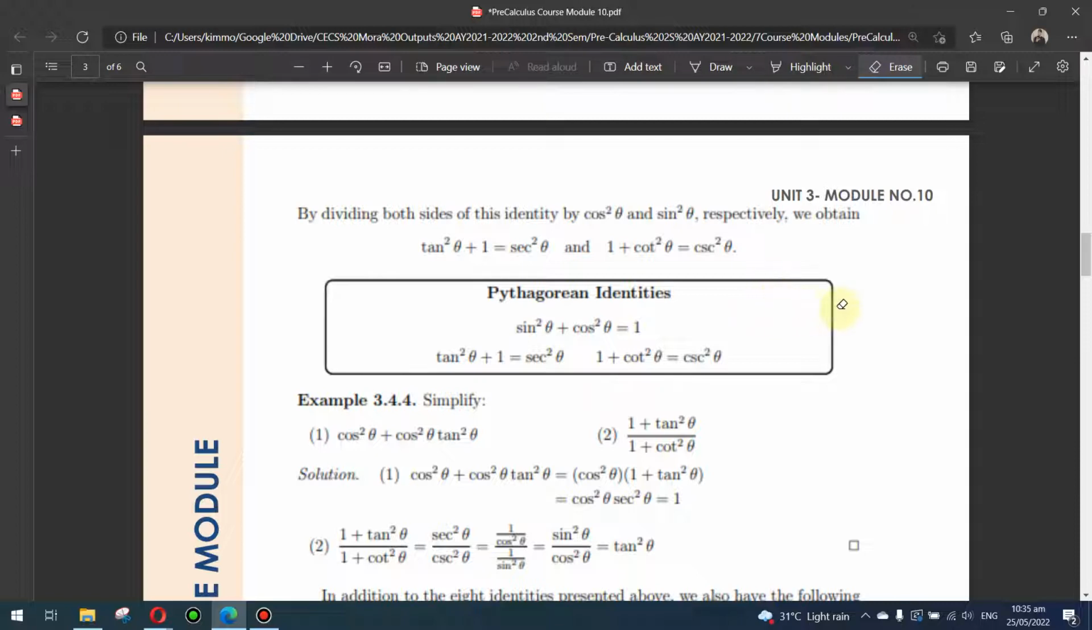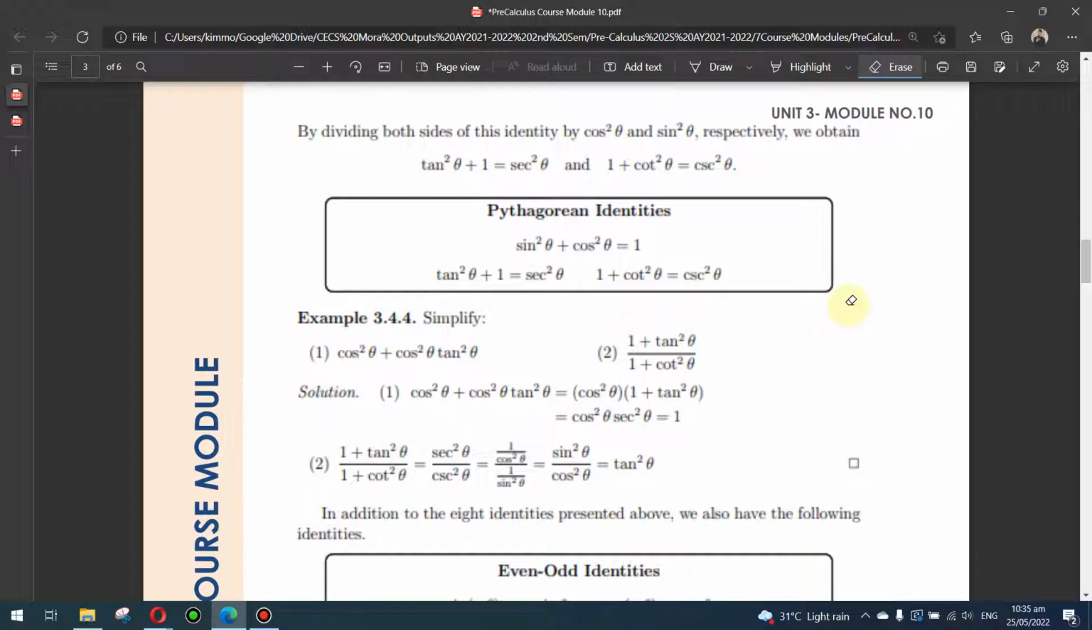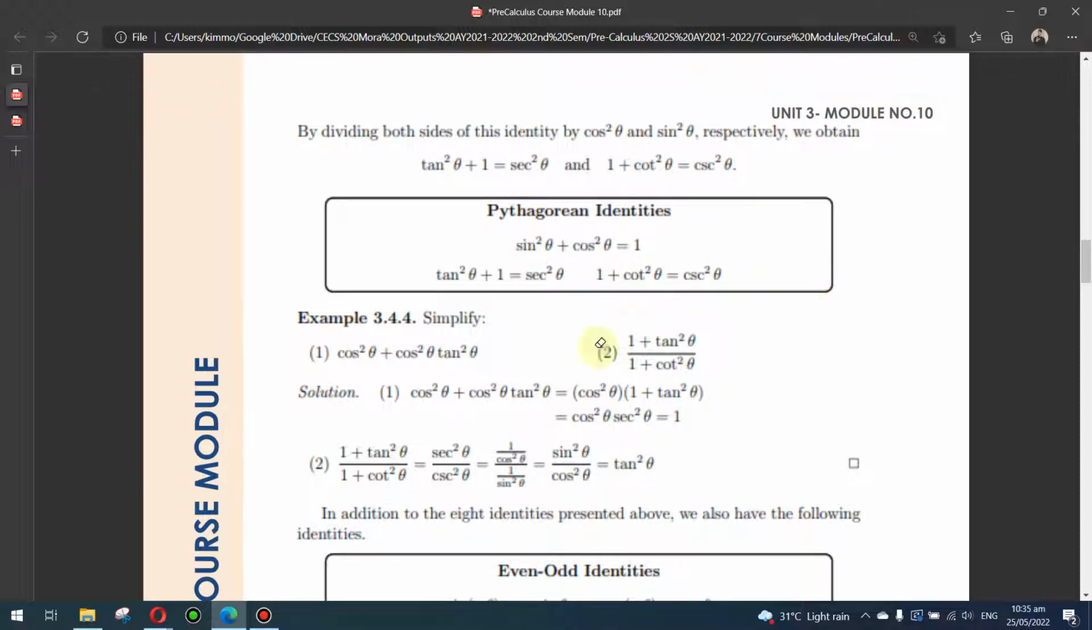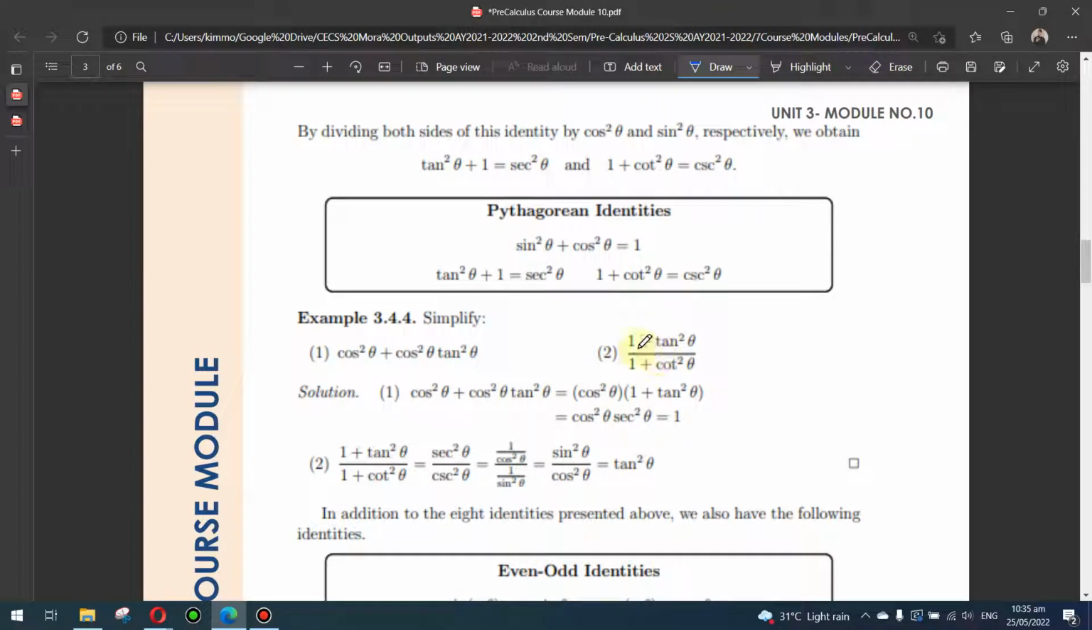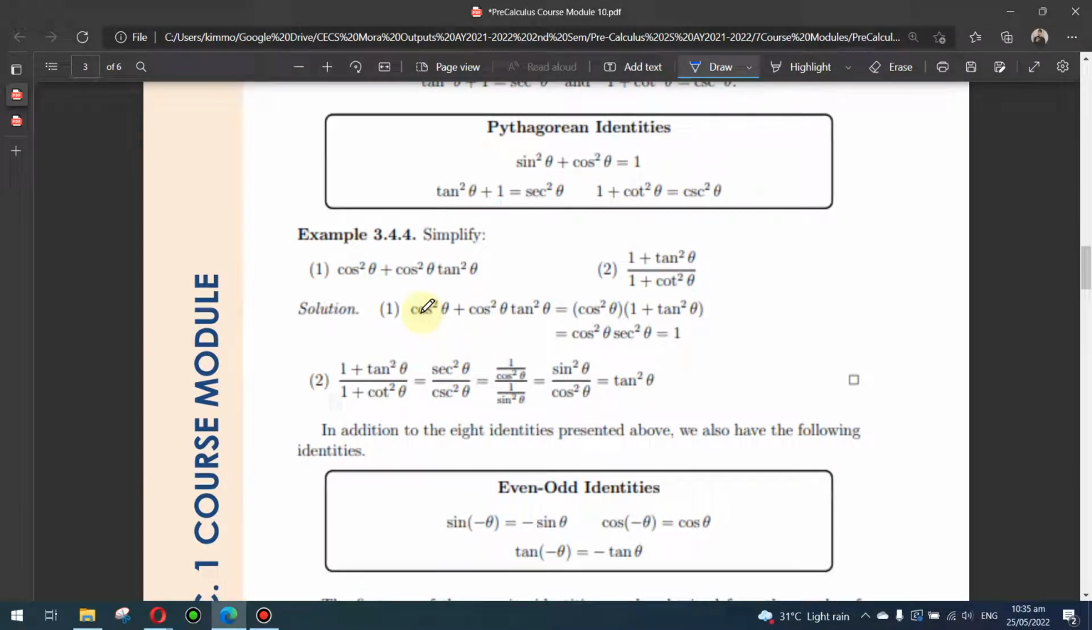Okay, so let's have examples. Number 1: simplify cosine squared theta plus cosine squared theta times tangent squared theta. Then we have another example: 1 plus tangent squared theta over 1 plus cotangent squared theta. We are to simplify these expressions. So for number 1, we have cosine squared theta plus cosine squared times tangent squared theta.